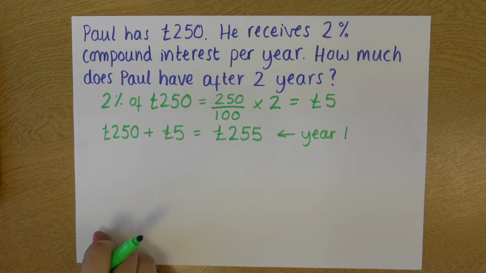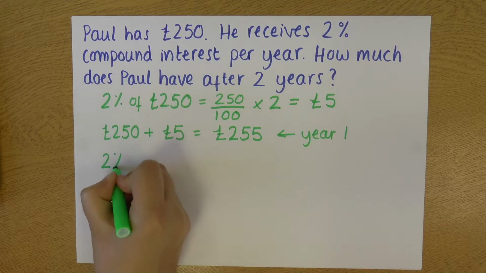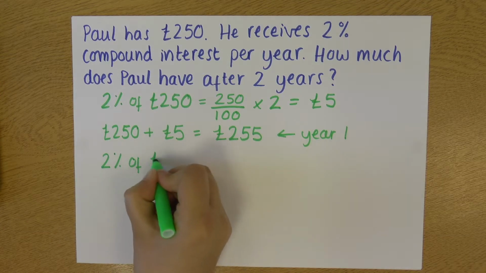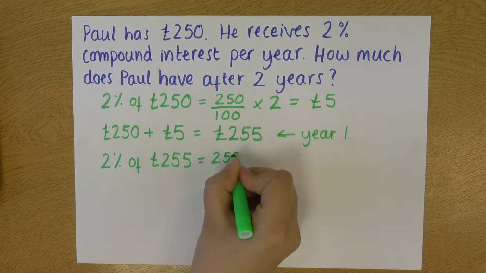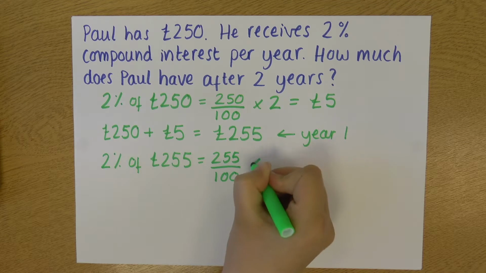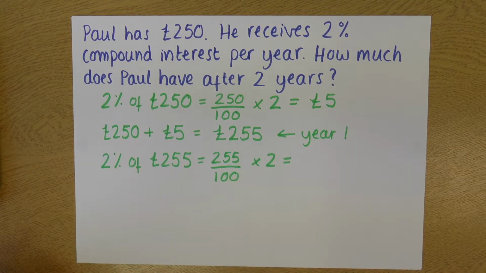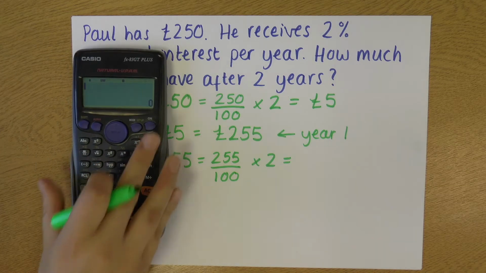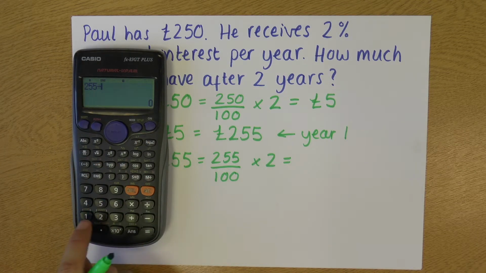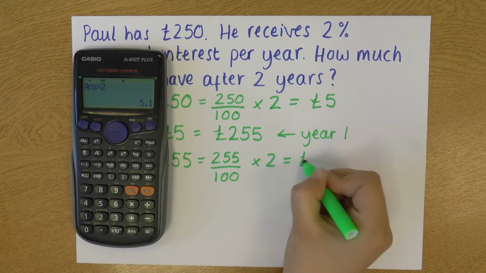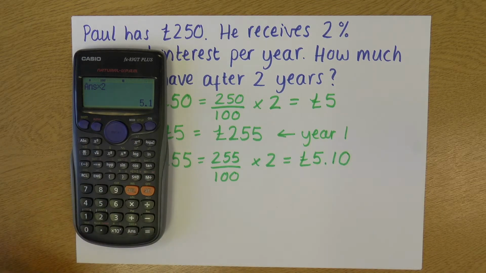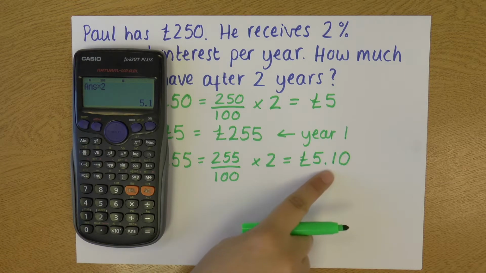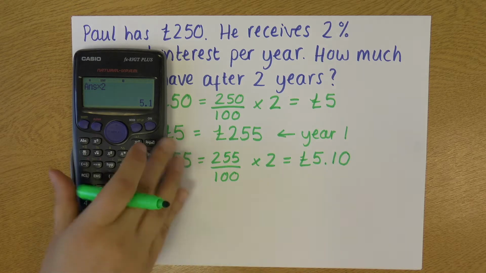He's still getting 2%, so I'm finding 2% of £255. So I'm doing 255 divided by 100 times 2, and once again, I'm popping that into my calculator. So 255 divided by 100 times 2, and that is £5 and 10 pence. It says 5.1, but when we're dealing with money, remember we always have to 2 decimal places.